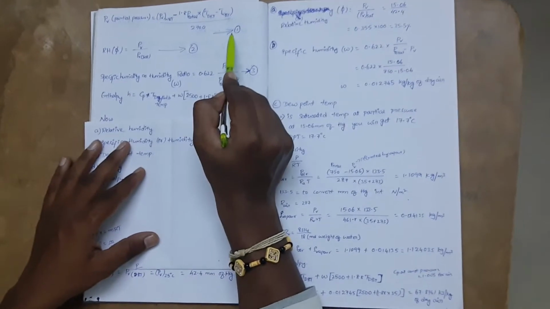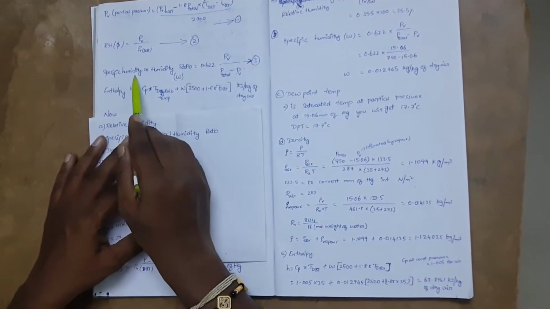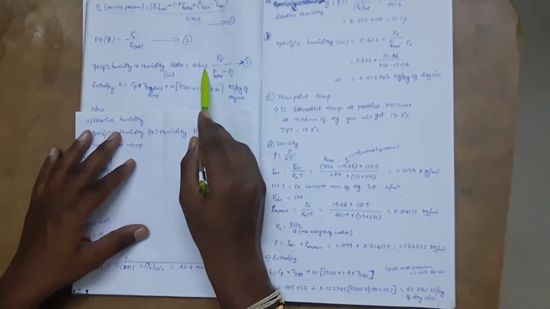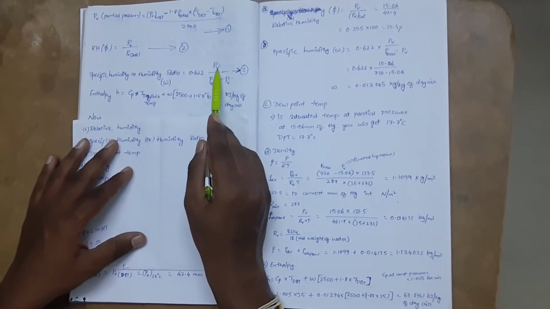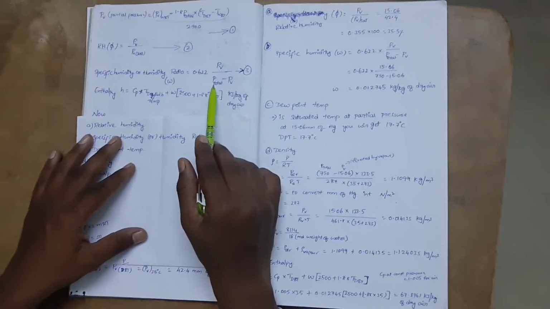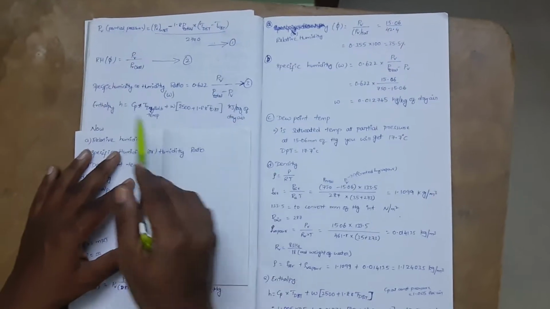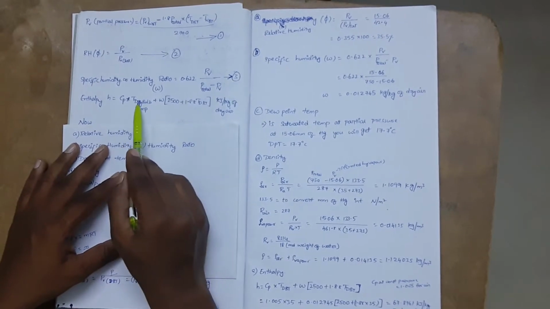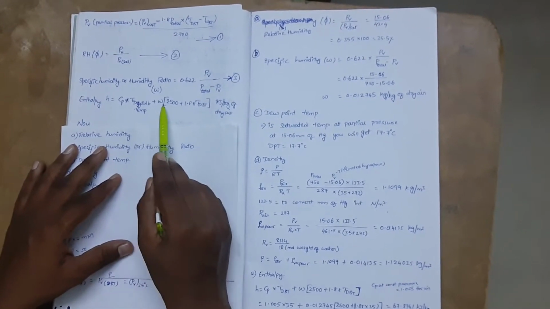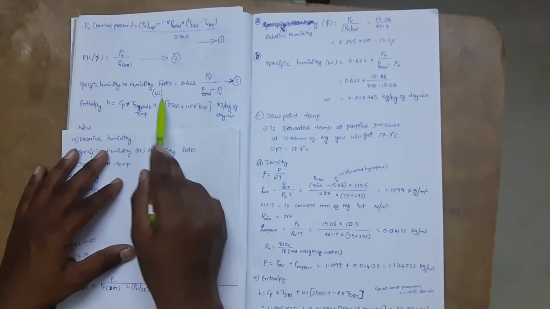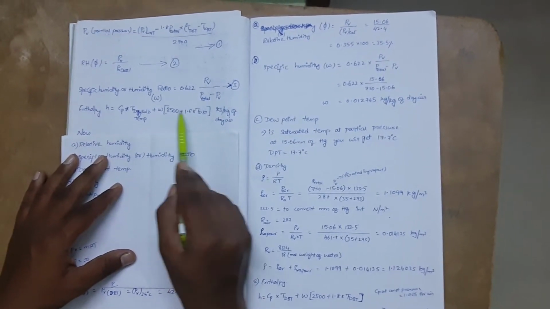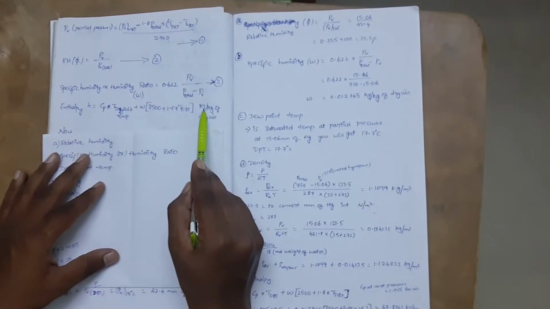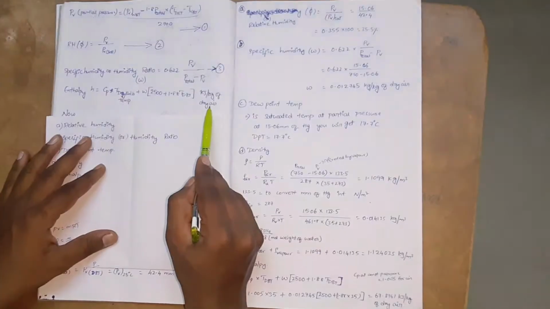This is equation 1. And specific humidity or humidity ratio is equal to 0.622 into PV, that means partial pressure, divided by total pressure minus partial pressure. Then enthalpy. The enthalpy formula: H is equal to Cp into T dry bulb temperature plus W, W means the specific humidity, into 2500 plus 1.88 into T dry bulb temperature. These units are kilojoules per kg of air.